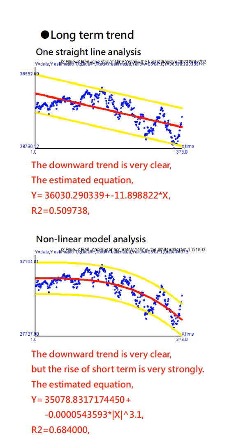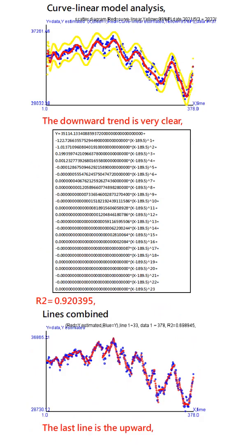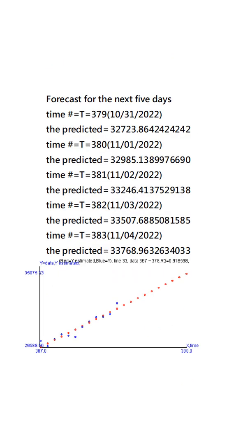Nonlinear line model analysis. The result is the downward trend is very clear, but the rise of short term is very strongly. Curve linear model analysis. The result is the downward trend is very clear, lines combined which last line is the upward. Those predicted values could be referred in more reliability.